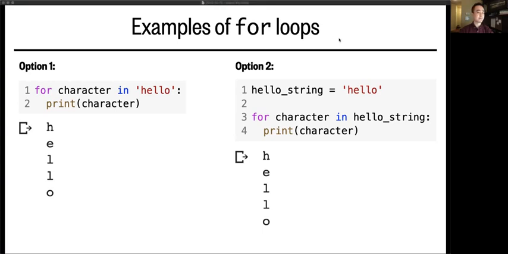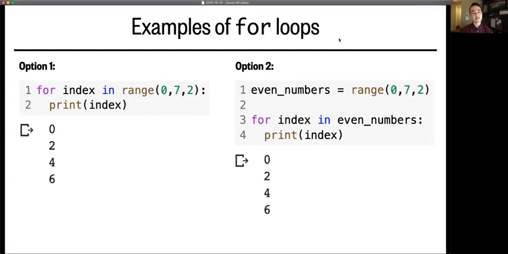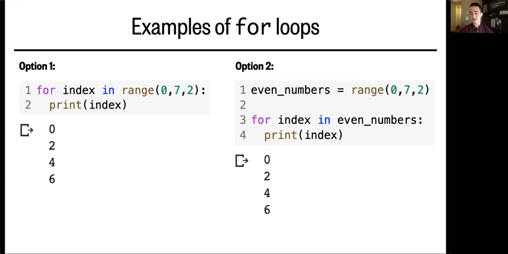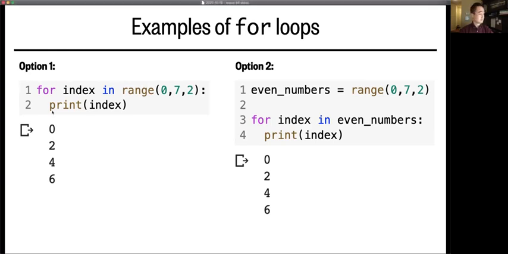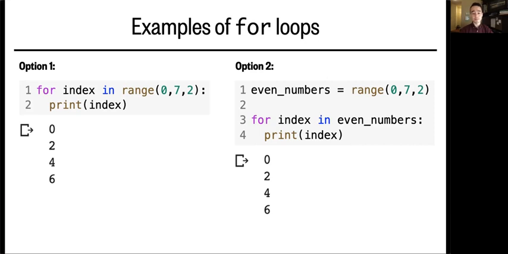And one last example. In this case, the iterable is a range object, which we've given arguments of a starting value of 0, stop value 7, increment or spacing of 2, which again is the same as saying 0, 2, 4, 6. So that's what it prints. And on the right, same thing, except here we've saved that range object as the variable even numbers. The for loop iterates over it with the same results.